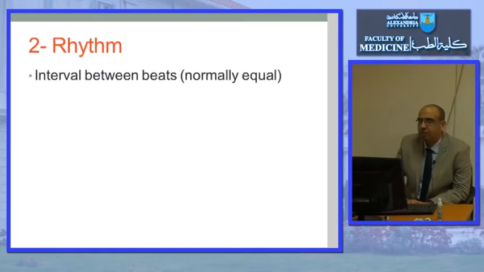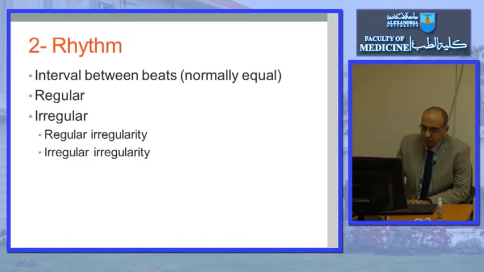Rhythm. What is rhythm? A rhythm is the interval between beats. Each beat should be followed by the next beat at the same duration. When the interval is equal between each beat, it is called a regular rhythm. When there is abnormality in that rhythm, in the distance between each beat, it is called irregular rhythm.